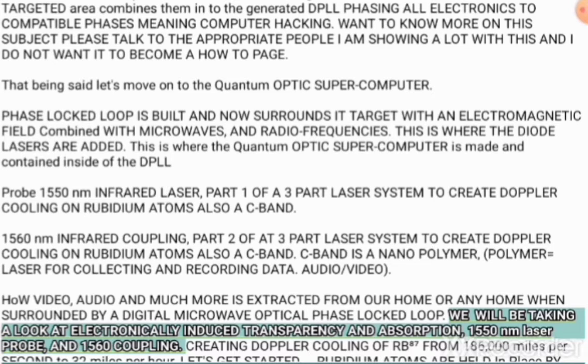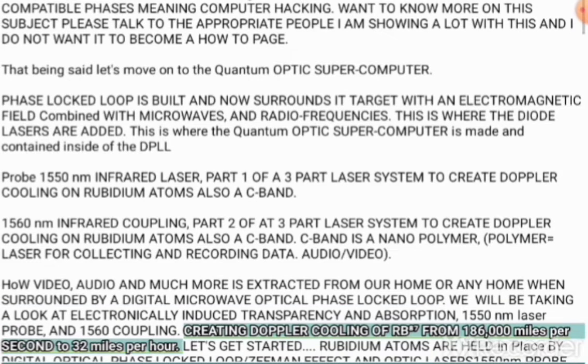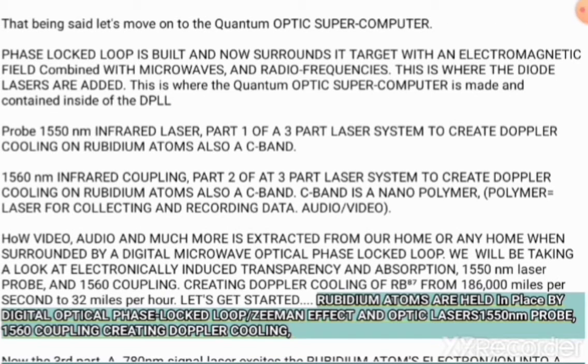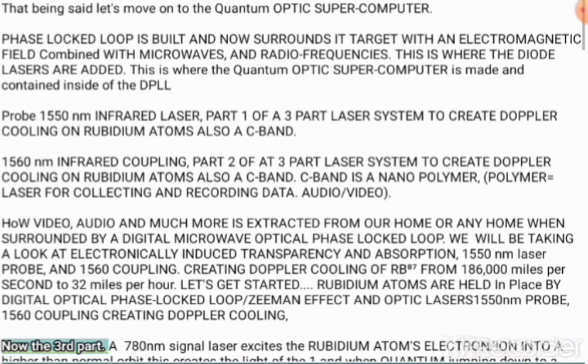We will be taking a look at electromagnetically induced transparency and absorption, 1550 nm laser probe, and 1560 coupling. Creating Doppler cooling of Rb to the power of 8 to the power of 7 from 186,000 miles per second to 32 miles per hour. Let's get started. Rubidium atoms are held in place by digital optical phase locked loop, Zeeman effect, and optic lasers. 1550 nm probe, 1560 coupling, creating Doppler cooling. Now the third part.